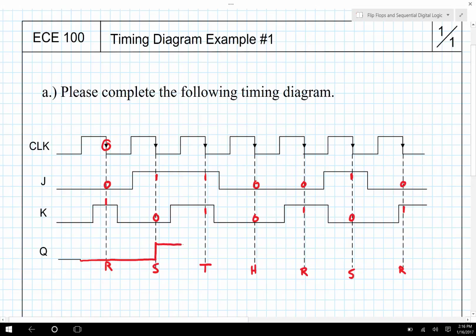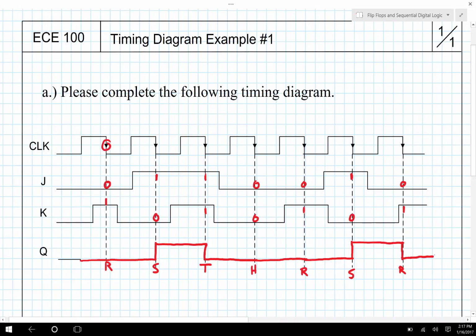It's going to stay at 1 until the next active clock edge. When it gets to a toggle, toggle says go to the opposite. So I'm going to go to the opposite. I get to here, it says hold. That means stay with what you used to have. R stands for reset, means go to 0. We were already at 0, so we're going to go ahead and stay at 0. S means to set, so I'm going to go up to 1. And then I'm going to go on to the next active clock edge. I get a reset. Reset means go to 0. And I'm going to stay at 0 until the end of the time.